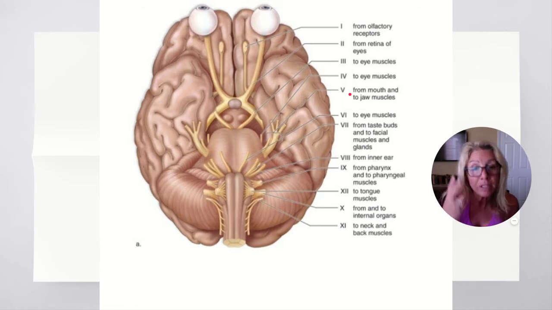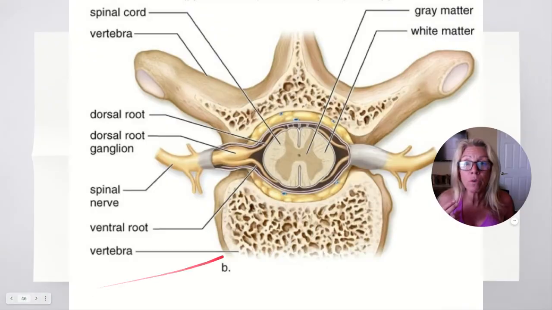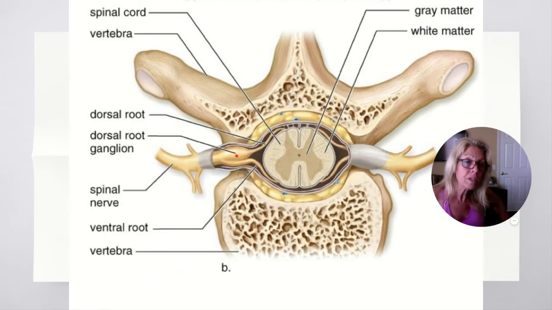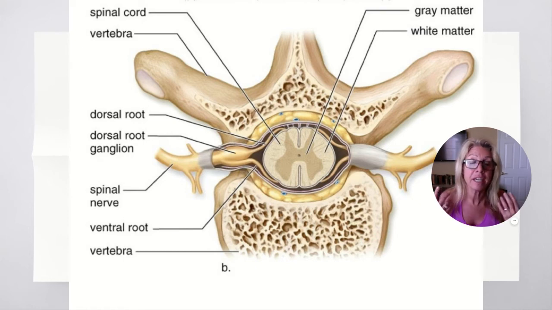So some of these are dedicated sensory nerves, some are dedicated motor, and some are mixed nerves, having both sensory and motor fibers. Now, off your spinal nerves, you have 31 pairs of those. They are all mixed. They contain sensory and motor, every single one of those.